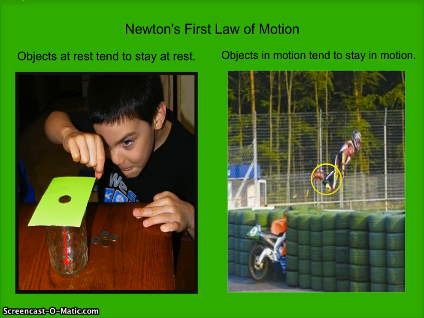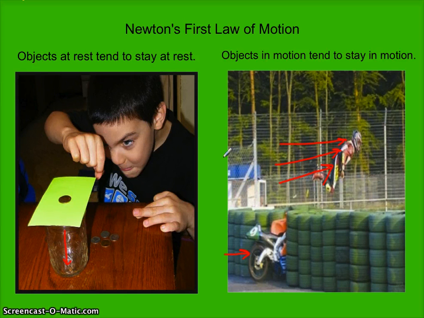Objects in motion tend to stay in motion. Hey, this guy was going in motion, but he suddenly had to stop, or at least the bike stopped, because as a body that was in motion, he tended to want to stay in motion. So as a result, he goes flying, and I don't know if there's any protection over there or not. Maybe there is.